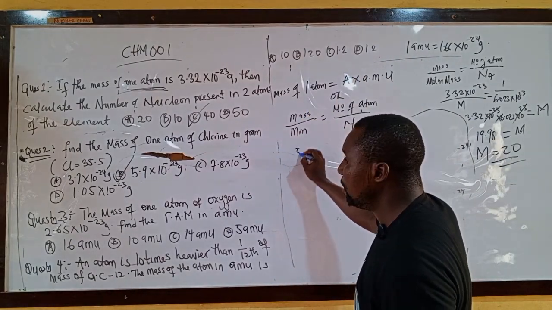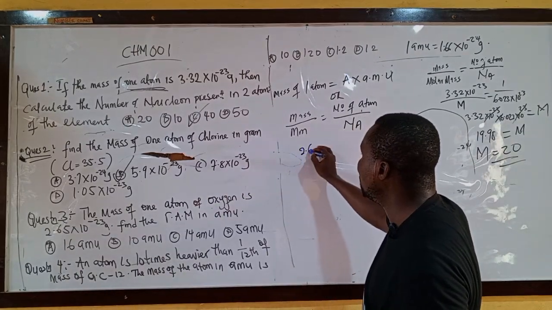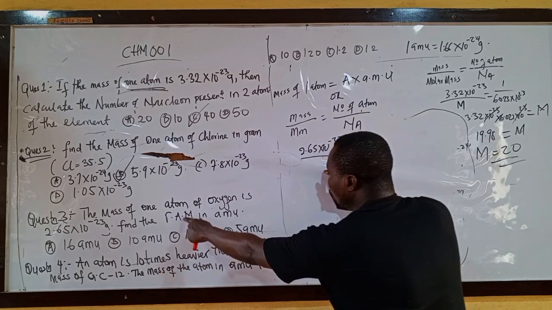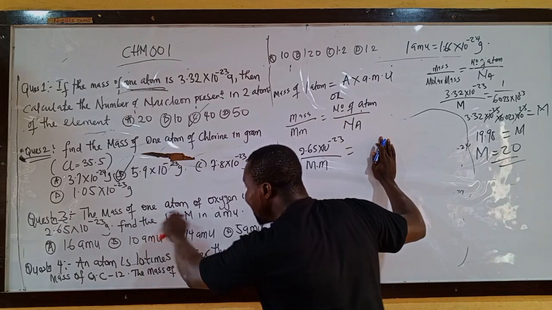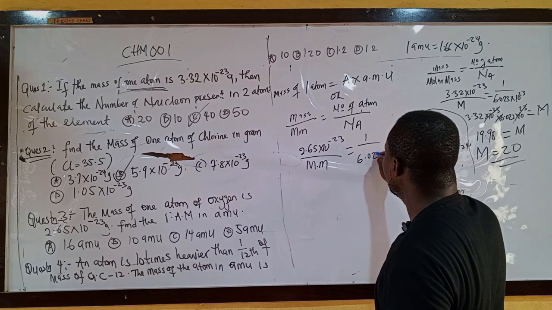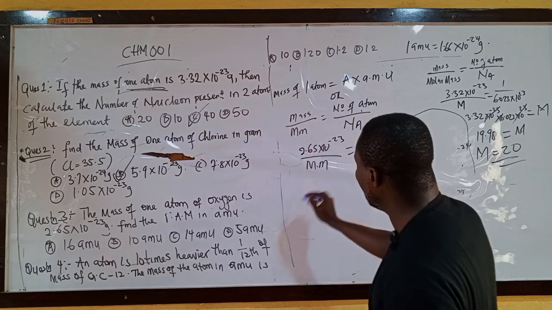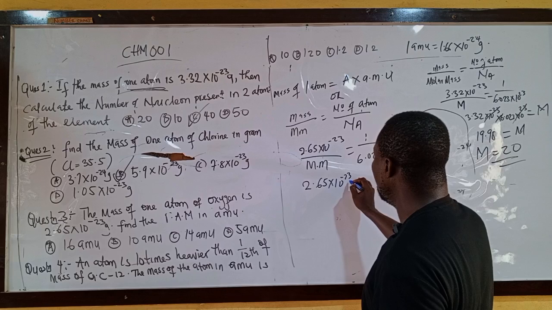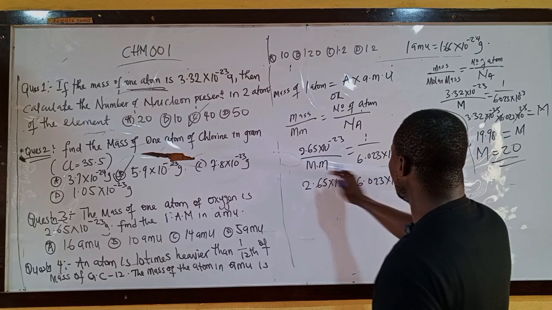Mass is 2.65 times 10 raised to the power minus 23. They want you to get the unknown molar mass, equal to number of atoms, one atom, 1 over Avogadro's constant, 6.023 times 10 raised to the power 23. Then from here, this one multiplied by this one, we have 2.65 times 10 raised to the power minus 23 times 6.023 times 10 raised to the power 23 equal to this one.